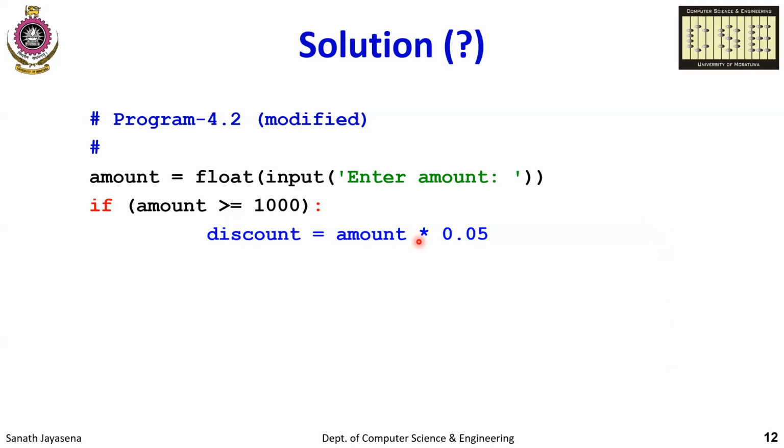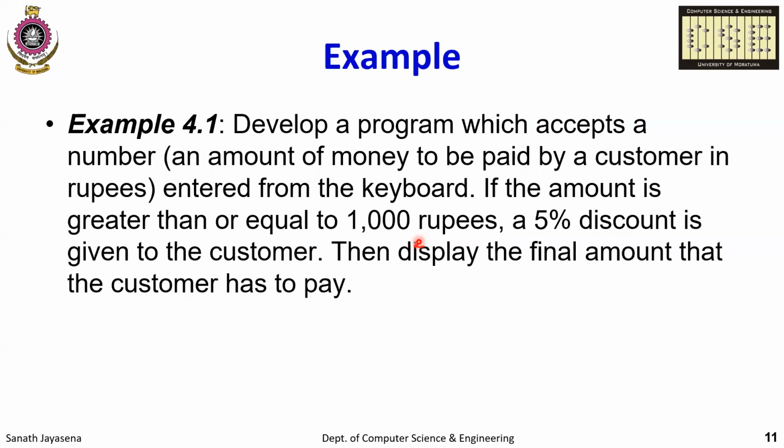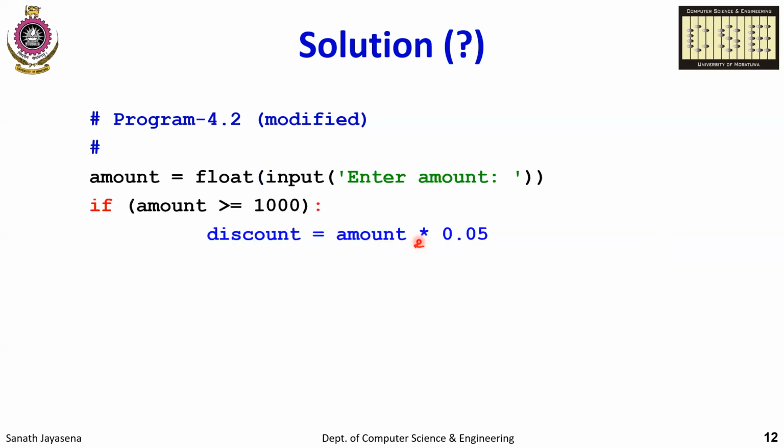Here you can see we compare whether the amount is greater than or equal to 1000. The colon is there, and then discount equals amount multiplied by 0.05. So what is happening here? We said in our problem that if the amount is greater than or equal to 1000 rupees, a 5% discount is given. So the discount is being computed here. That is why discount is equal to amount multiplied by 0.05, which is that 5%.